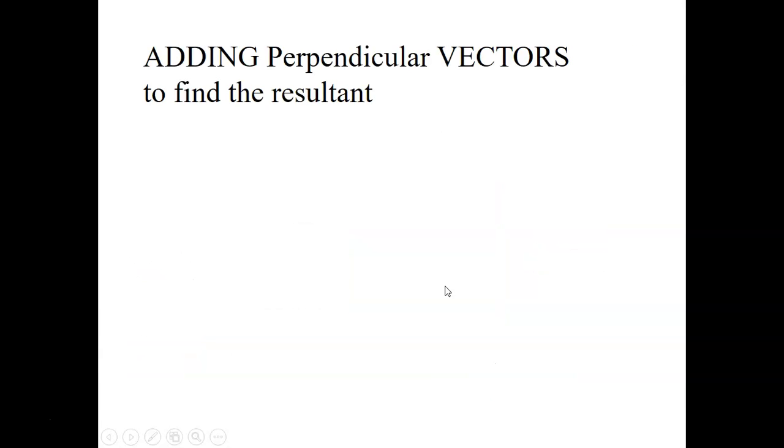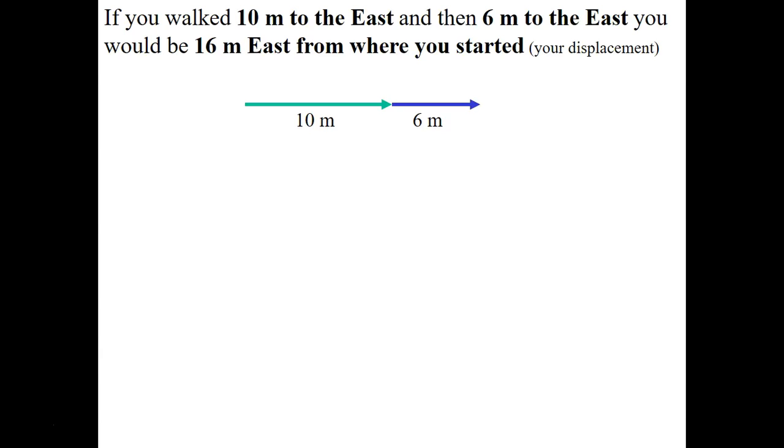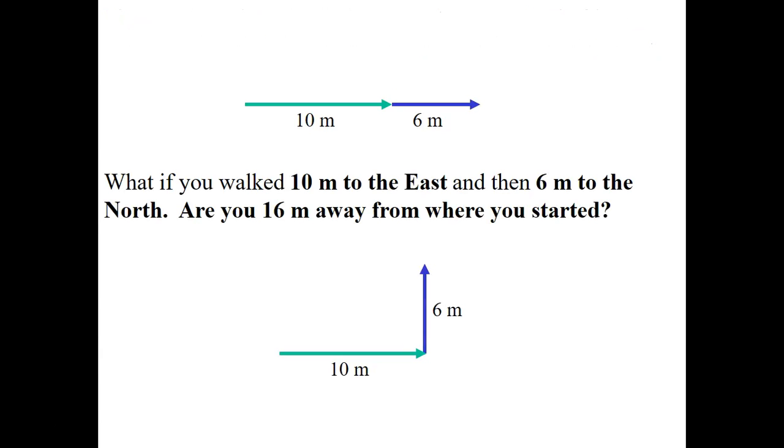All right, so adding perpendicular vectors. This is a little bit different. And by a little bit different, I mean quite a bit different. It's not hard though. So when they're parallel, you add or subtract them. Simple addition or subtraction. But when they are perpendicular to each other, we got to do something different. So if you walk 10 meters to the right and 6 meters to the right, you end up 16 meters away from where you started. If you walk 10 meters east and 6 meters east, you do not end up 16 meters away from where you started, do you? I don't think so.